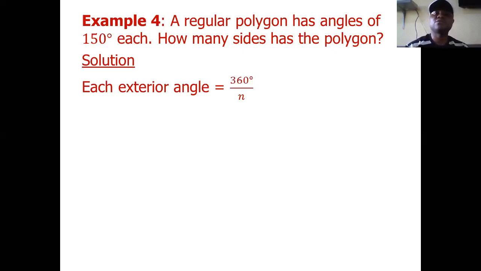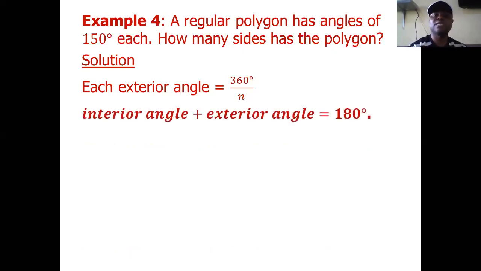Each exterior angle is 360 degrees divided by n, which is the number of sides. So what we need to do is to get each exterior angle. Then we equate it to 360 degrees over n, cross multiply, divide both sides, and then we get the value of n. So simple.